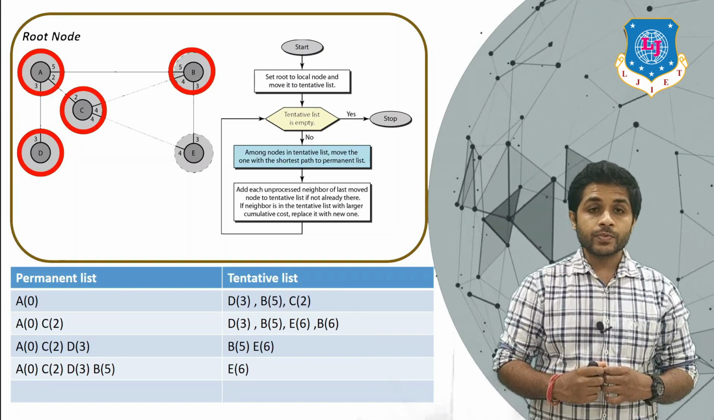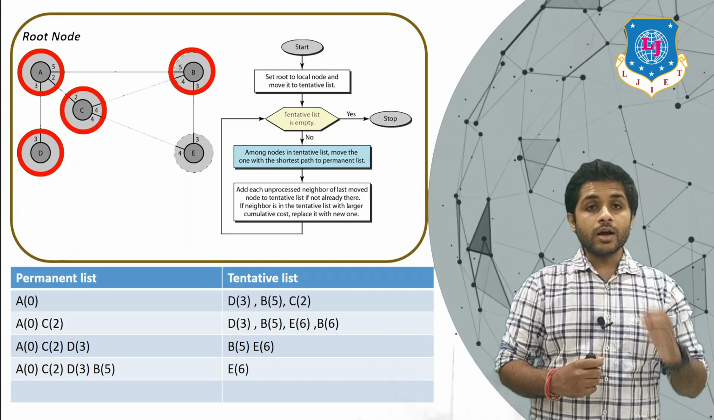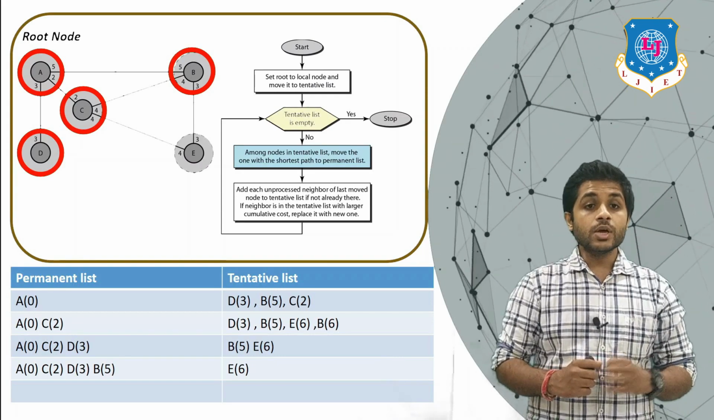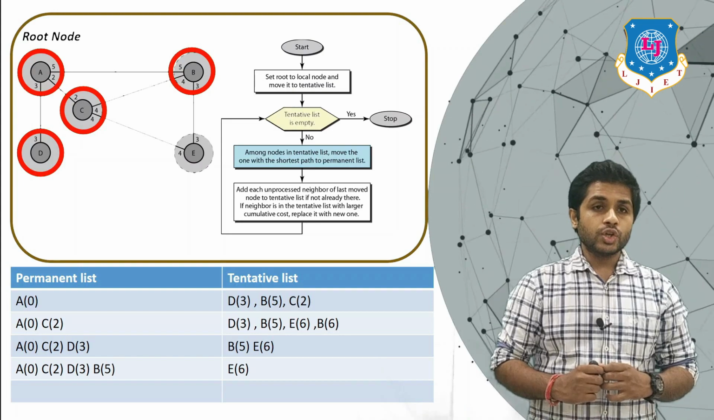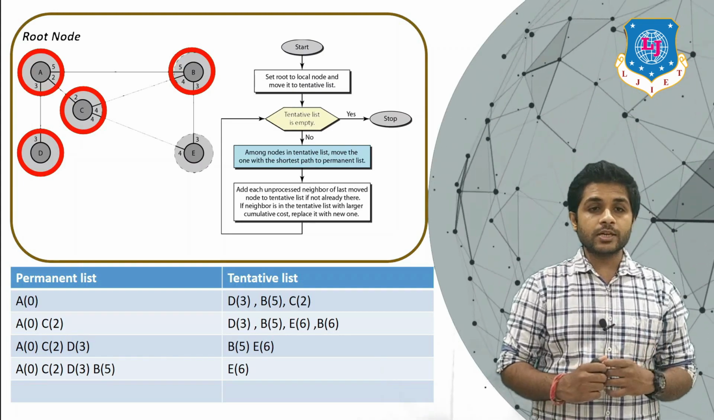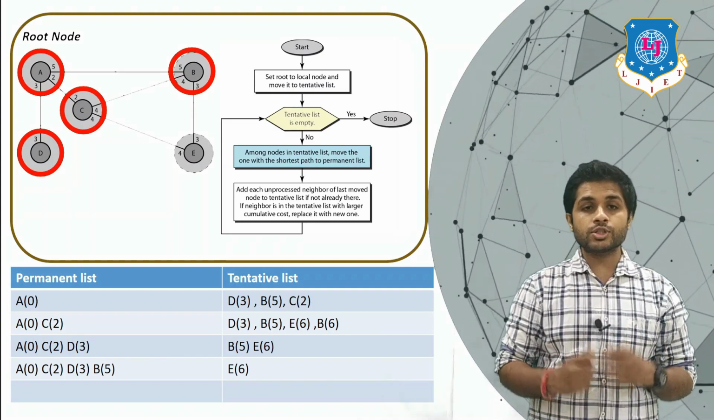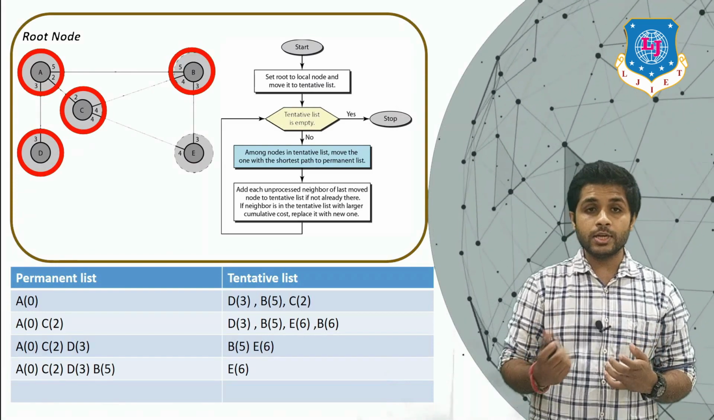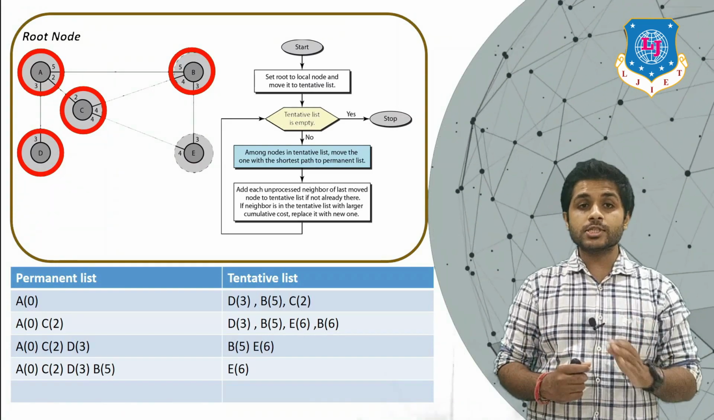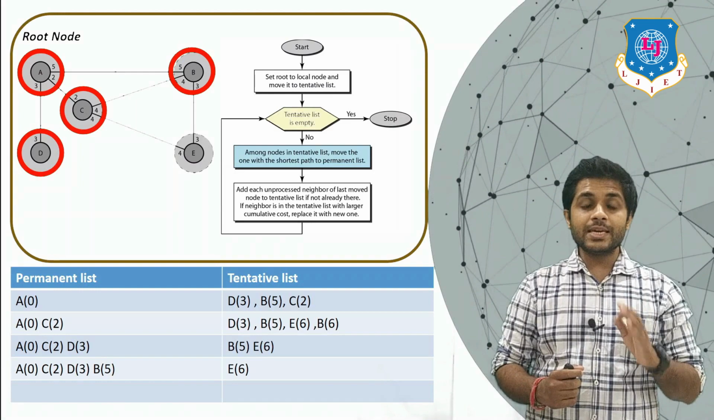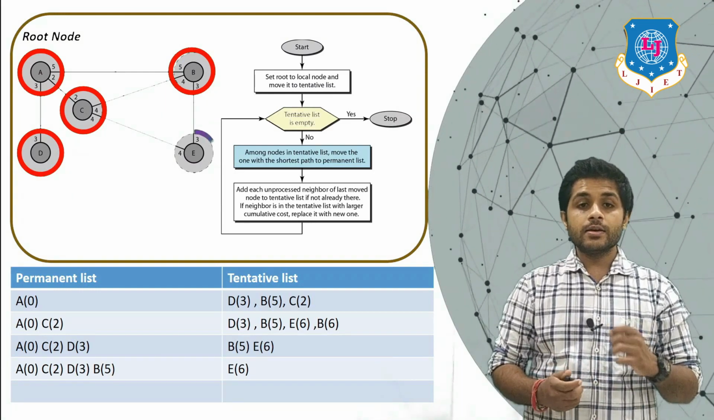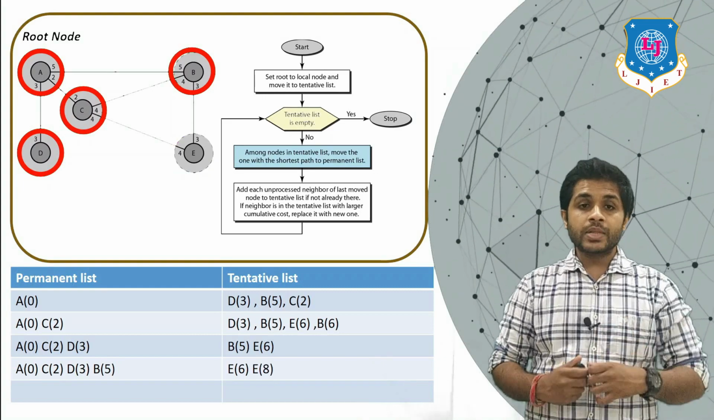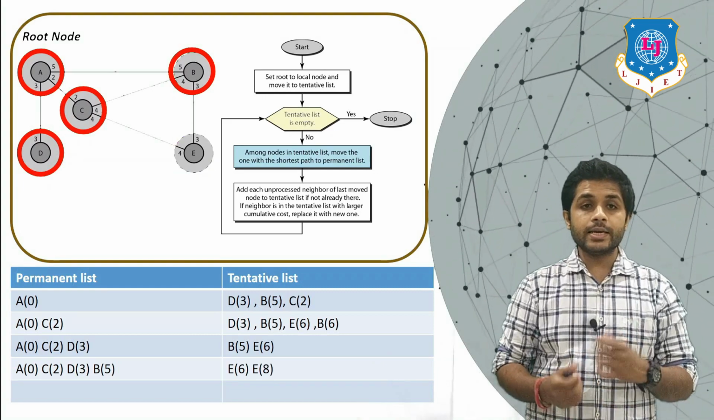What are unprocessed nodes? Unprocessed nodes are nodes which are not present in the permanent list. So A and C are already present, so we will not add those nodes again into the tentative list. Only one unprocessed neighbor the router B has, which is E, so we will add E to the tentative list. So you can see that E8 is added.